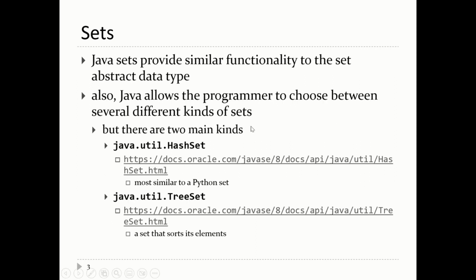Okay, so in Java, you actually get to pick between different kinds of sets. There's not just one, there's several. There are two main kinds. One's called a hash set, and one's called a tree set. A tree set is a set that keeps its elements in sorted order. A hash set is a set where you don't know what the order of the elements is. It keeps the elements, but it doesn't tell you what the order is. It can change the order as you use the set.